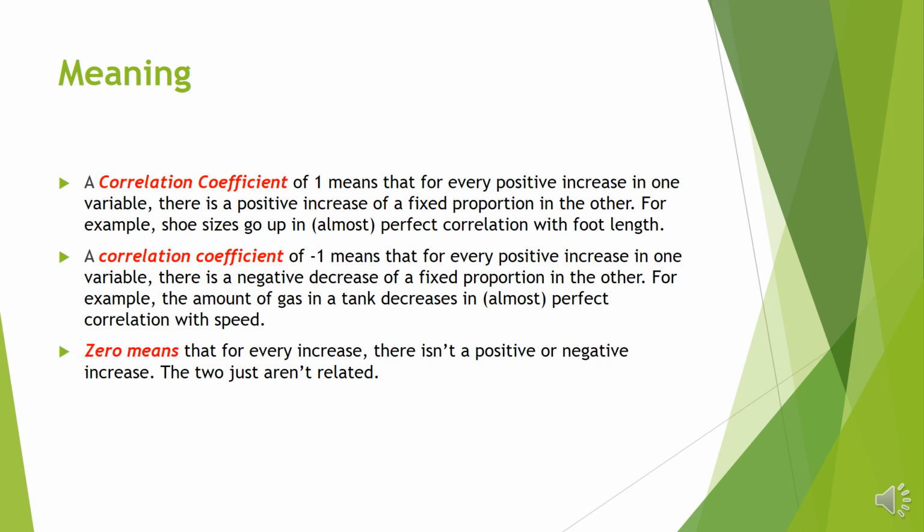A correlation coefficient of -1 means that for every positive increase in one variable, there is a negative decrease of a fixed percentage in the other. For example, the amount of gas in a tank decreases in perfect correlation with speed. 0 means that for every increase there isn't a positive or negative increase or decrease. The two just aren't related.